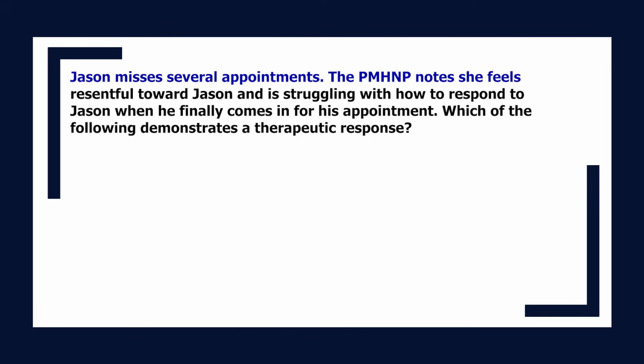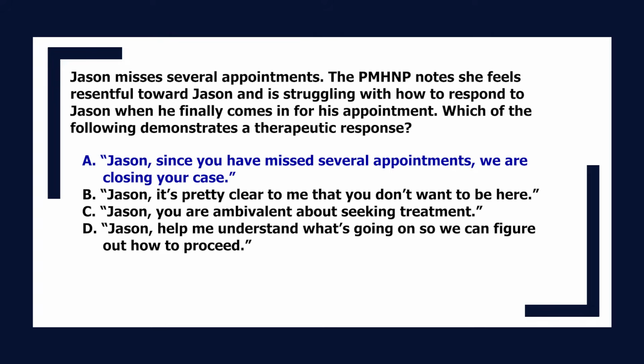Jason misses several appointments. The PHMNP notes she feels resentful toward Jason and is struggling with how to respond to Jason when he finally comes in for his appointment. Which of the following demonstrates a therapeutic response? A. Jason, since you have missed several appointments, we are closing your case. B. Jason, it's pretty clear to me that you don't want to be here. C. Jason, you are ambivalent about seeking treatment. D. Jason, help me understand what's going on so we can figure out how to proceed.